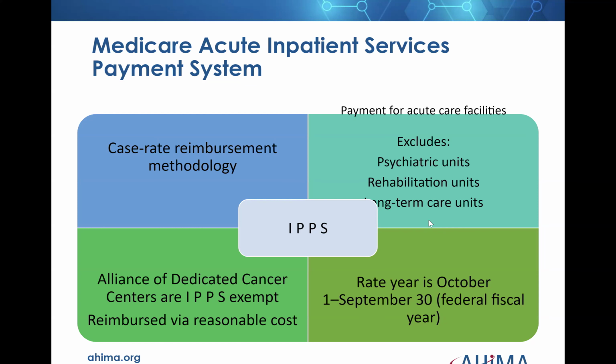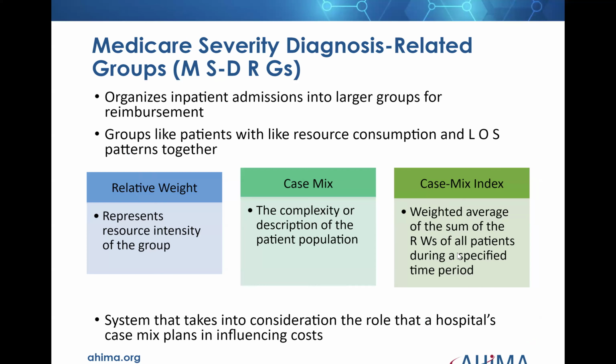When we're also looking at certain dedicated cancer centers, these are inpatient prospective payments exempt, and the reimbursed versus the reasonable cost. And this runs on a rate year, in other words, a federal fiscal year of October 1st through September 30th of the following year. And what happens with this, we have Medicare severity diagnosis related groups, and these are groupings of diseases. And in the trade, we refer to these as MSDRGs.